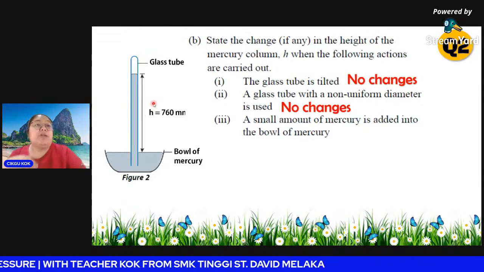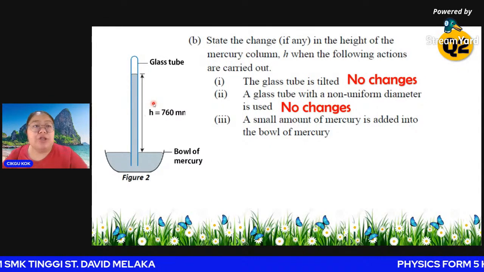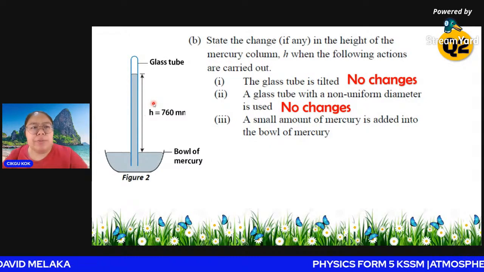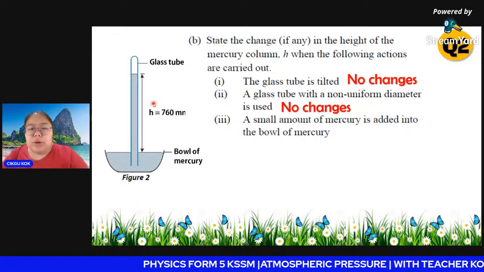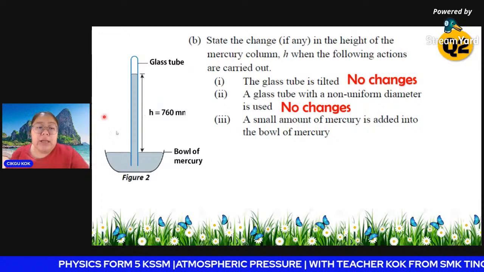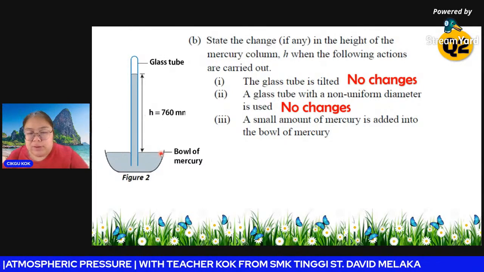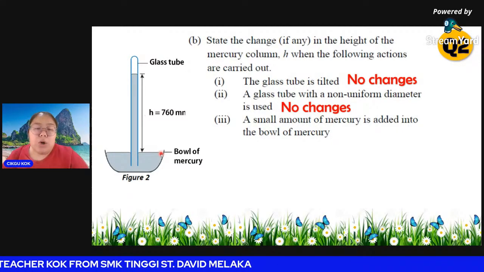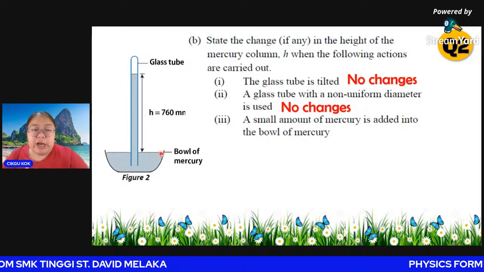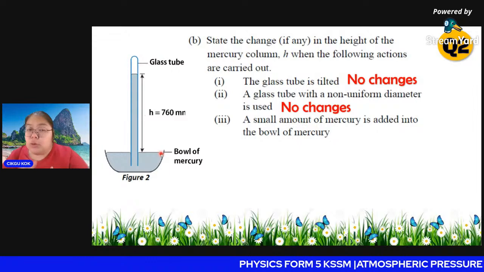I think we mentioned some situations where there are no changes for the H. Okay, the height of the mercury column increases? No. Tarani, no. If you add mercury in the bowl, nothing happens. See, Yuan Ru also said increase. Actually, it is unchanged. Let me recall what should be unchanged. First one, you use a bigger diameter. It's okay, never mind, no changes.